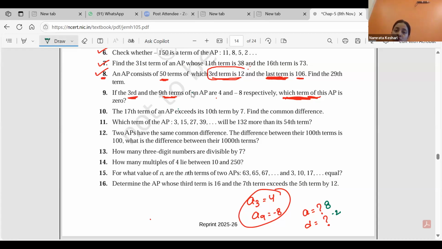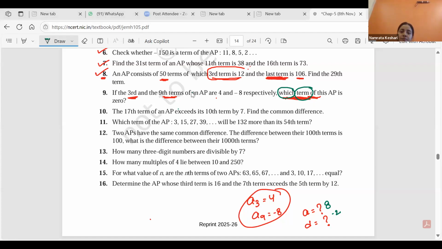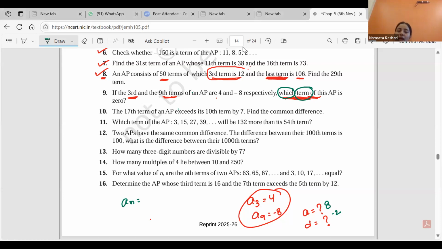Here we have to find which term of this AP is 0. If we know A and we know D, we will say, let's assume that the nth term is 0. At the nth place, we are having 0 over here. That means an is 0 and we need to find which term is 0. That means we have to find the placement.